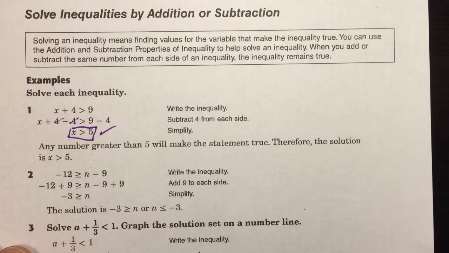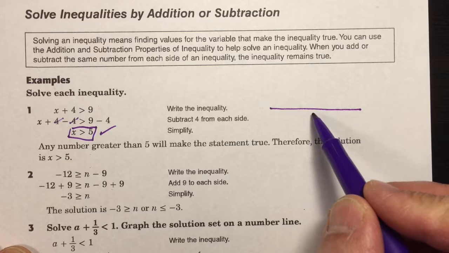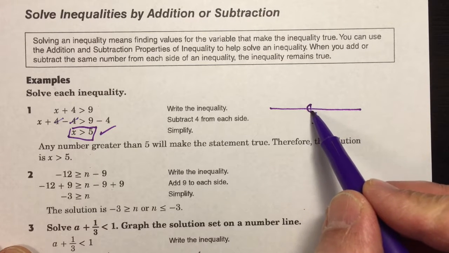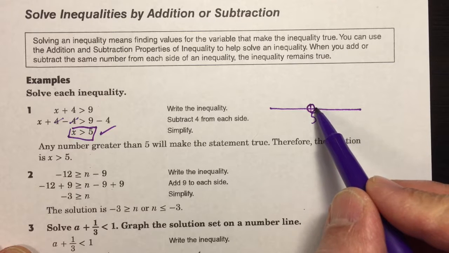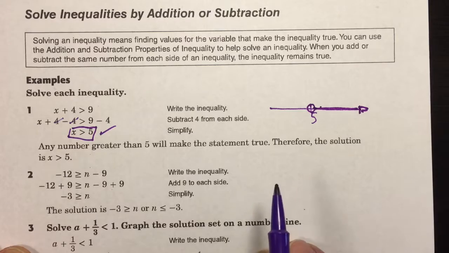When I draw it on a number line, if this is 5, for example, greater than, remember I do the open point, not filled, and the arrow is going to be to the right.